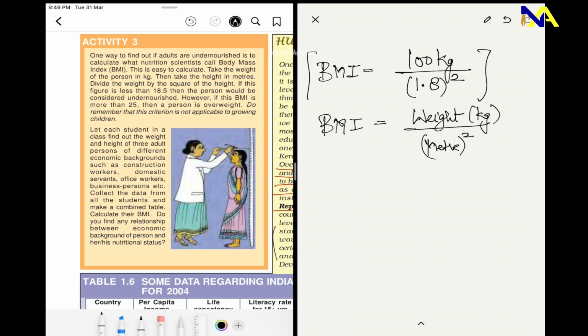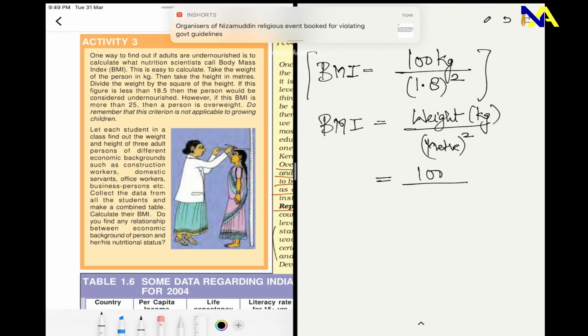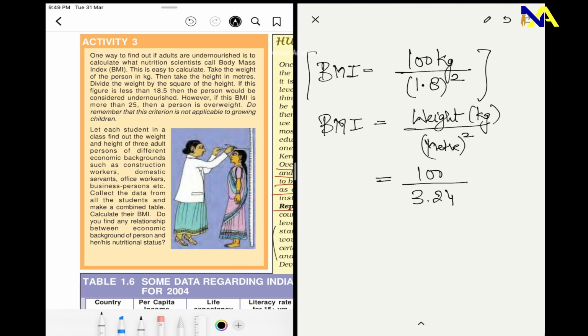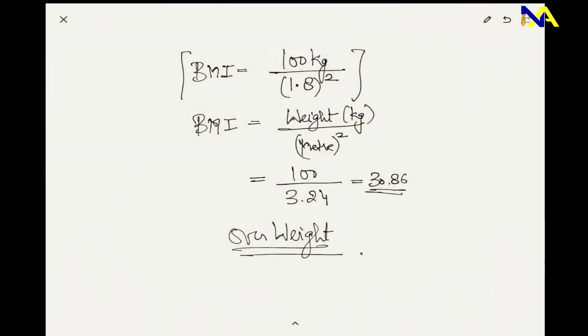Understand? We will just have a look at it here again. If this figure is less than 18.5, then the person would be considered undernourished. However, if it is more than 25, then a person is overweight. Other word for overweight is obesity. So we can just go through this. 100 divided by what's 18 into 18? Oh my god, yeah, surely we'll do it. It's 3.24, and what's 100 divided by 3.24? It comes out to be 30.86. So this is a case of a person being overweight. I hope this is clear to you. Sorry for the delay in calculation.